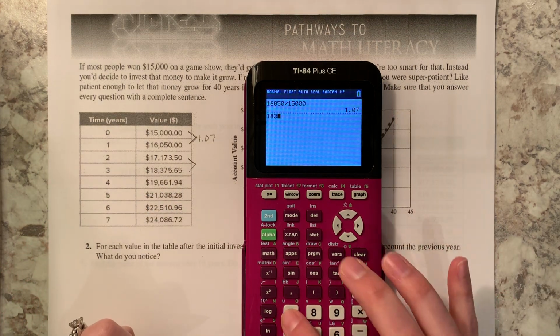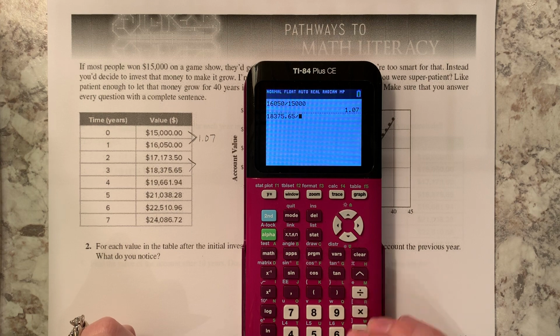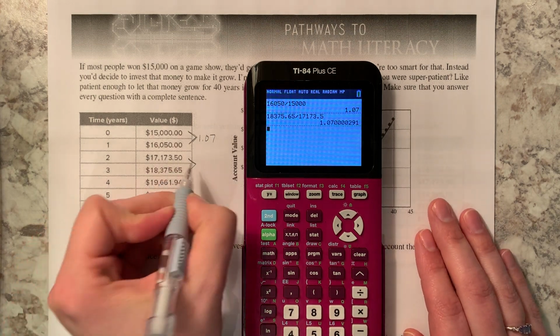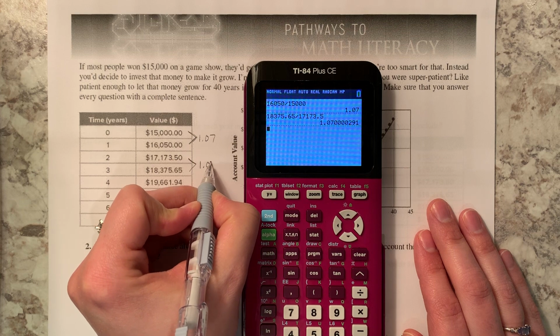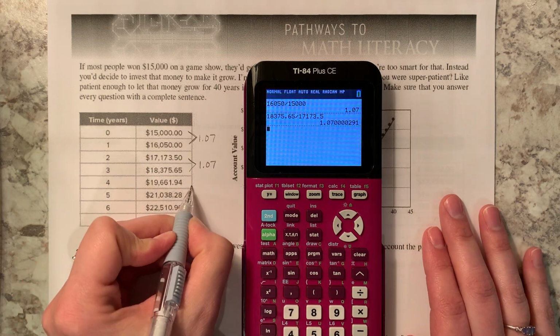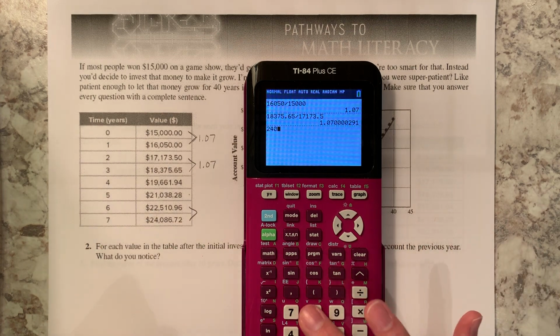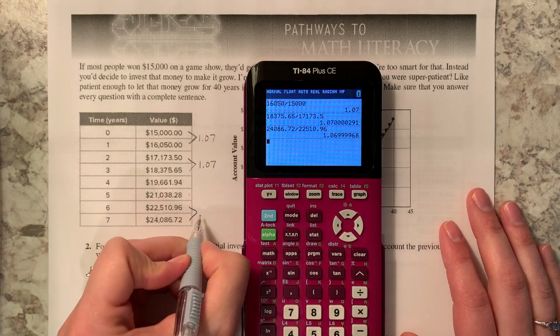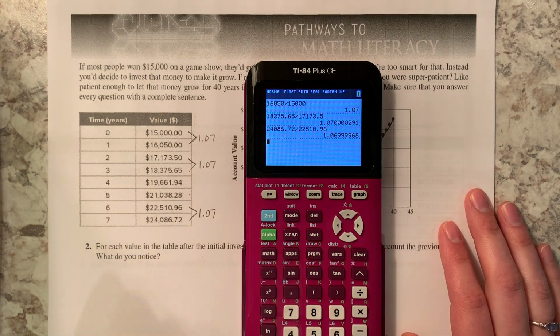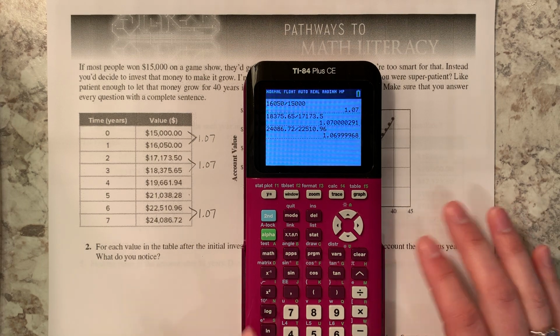I'll do 18,375.65 divided by 17,173.50. And you'll have to round, but you get 1.07. I can do it one more time. We'll maybe pick the last two rows. 24,086.72 divided by 22,510.96. And again, you have to round, but you get 1.07, okay?